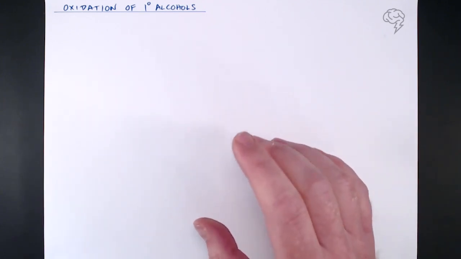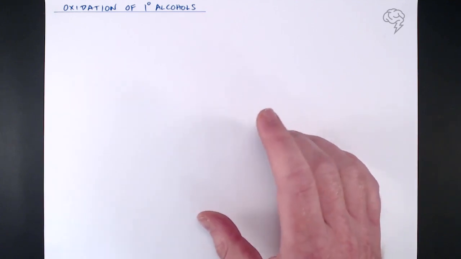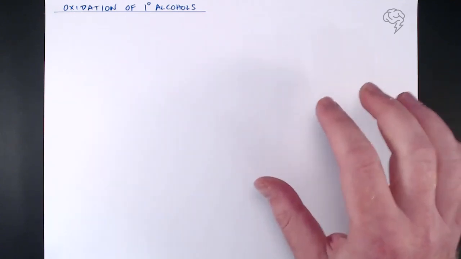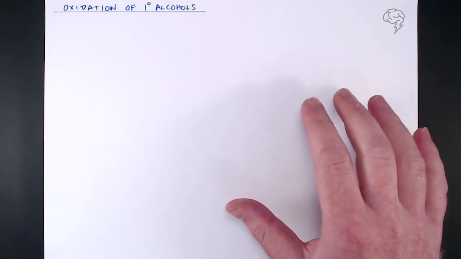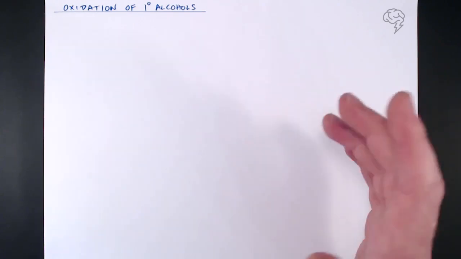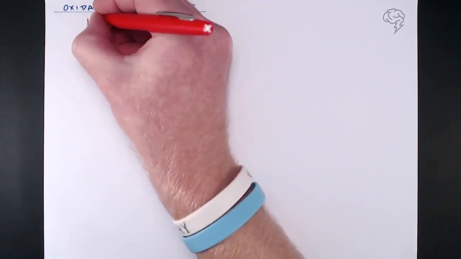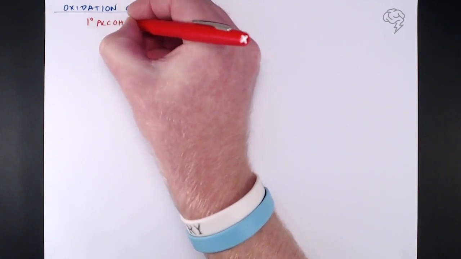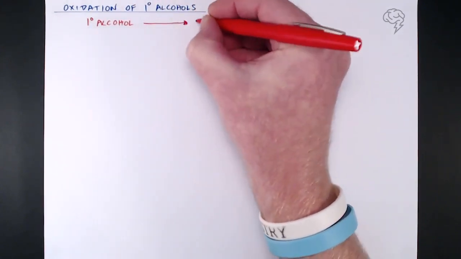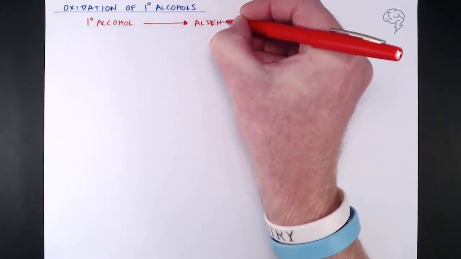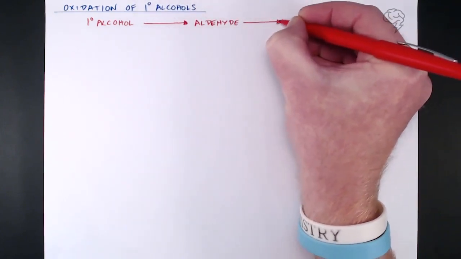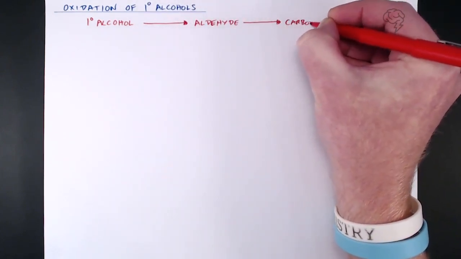All right, so we're going to look at the oxidation of primary alcohols in particular in this tutorial. Secondary and tertiary, I'm going to deal with in another one. So what happens when we oxidize a primary alcohol? If we take our primary alcohol and oxidize it slightly, we end up with something called an aldehyde. If we oxidize that further, we end up with something called a carboxylic acid.